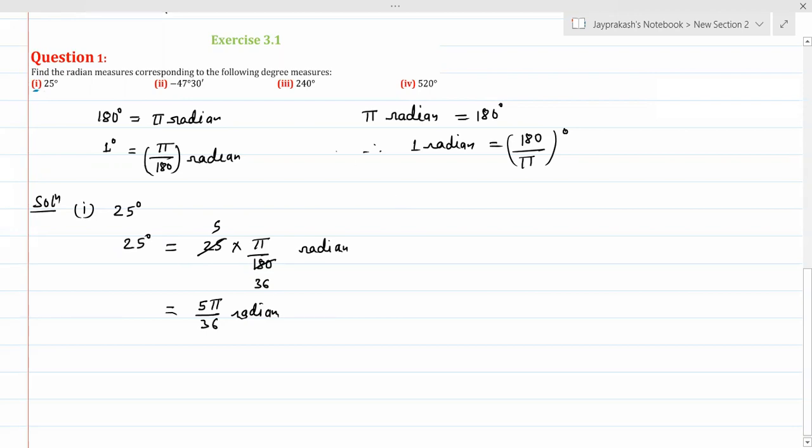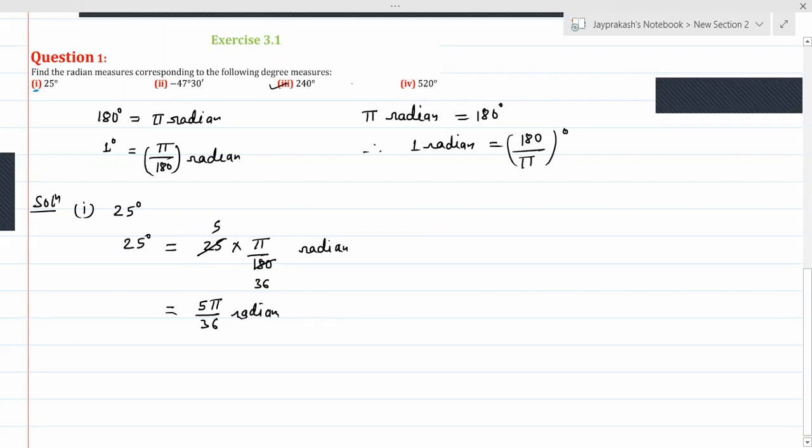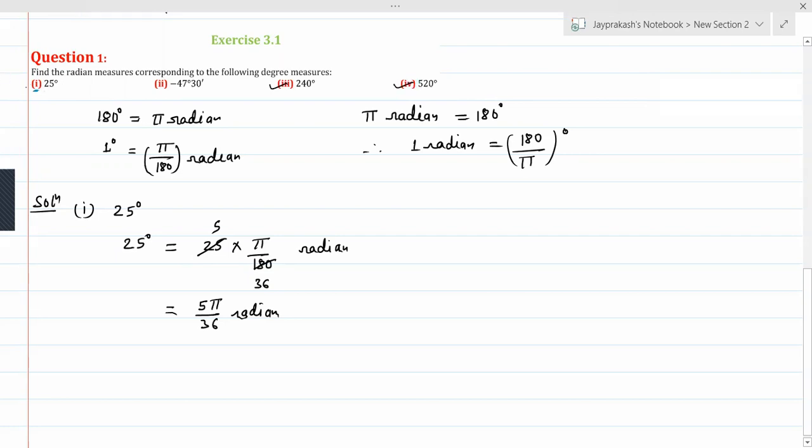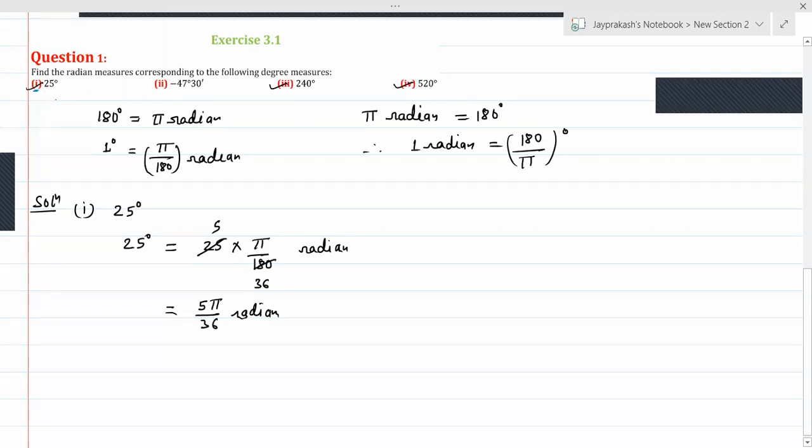Okay, this is an easy question, right? The questions number 1, 3, and 4, simply you have to multiply by pi by 180 to change into radian.